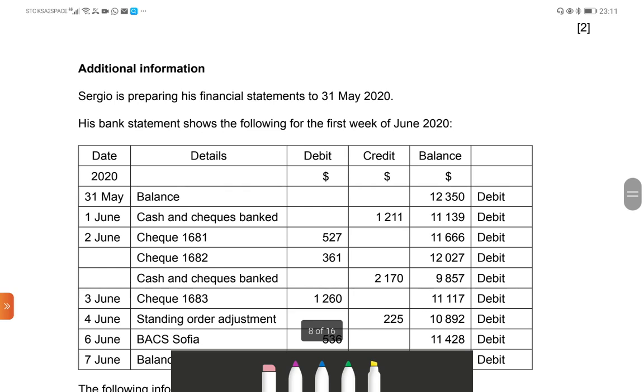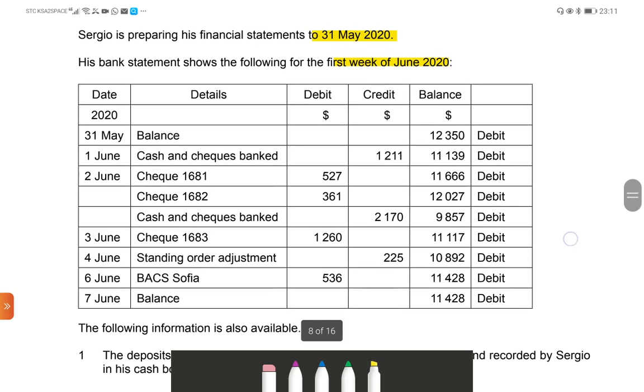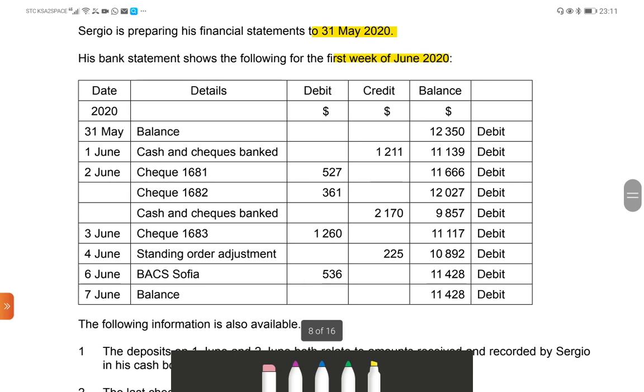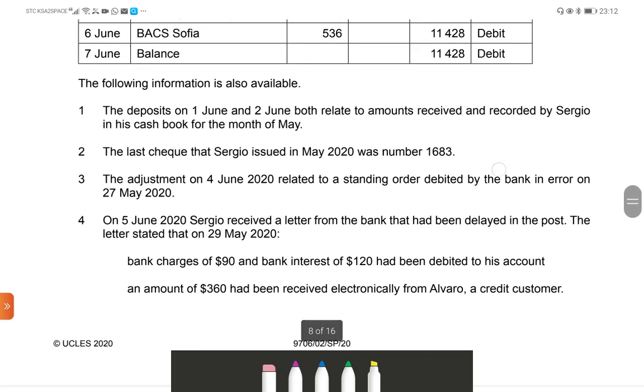Second, they are given: Sergio is preparing his financial statement 31st May 2020. His bank statement shows the following for the first week of June 2020. They are given some details here. This is the form of bank statement. Bank statement debit will be the credit of cash book. The bank statement credit will be the debit of cash book. So we can check the adjustment. Here they are given some adjustment.